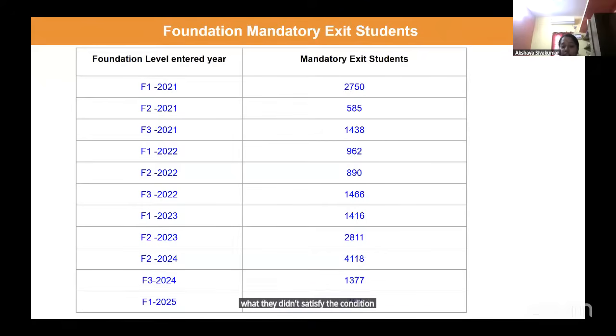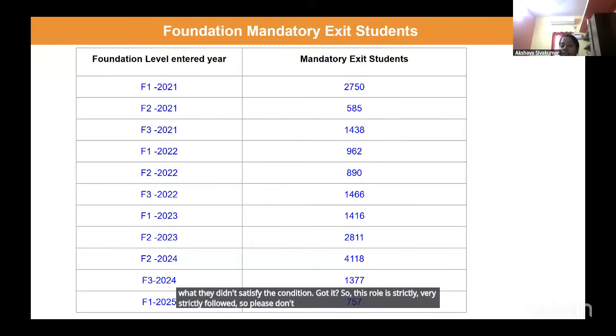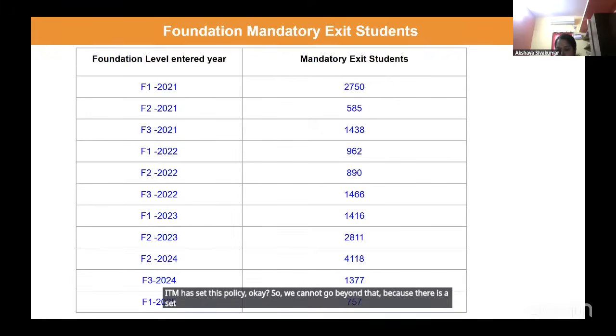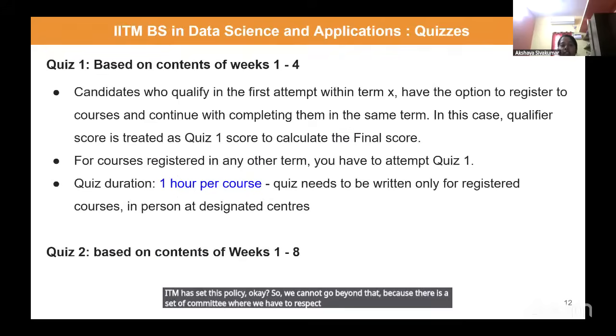Got it? So this rule is very strictly followed. So please don't come up with an excuse saying, I had a dual degree program, I couldn't manage time. These are the Senate approved policies, which means ITM has set this policy. So we cannot go beyond that because there is a committee whose decision we have to respect. Okay, so moving on.